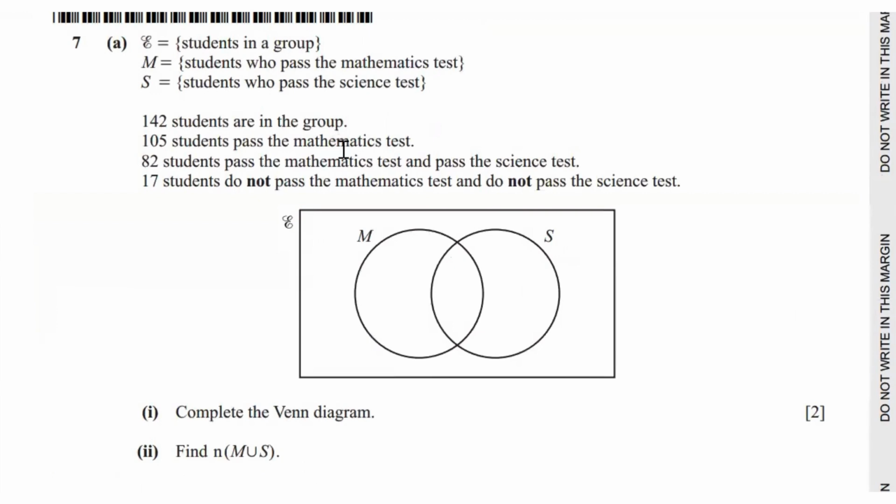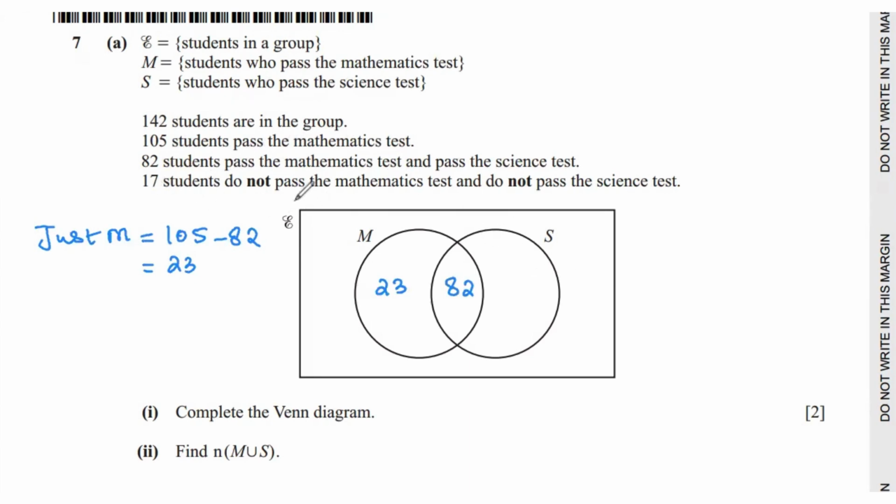Question 7 says, the universal set shows students in a group. M are the students who passed the mathematics test, and S are the students who passed the science test. 142 students are in the group. 105 passed the math test, and 82 passed the math test and the science test. So 82 will come in the middle because they passed both the tests. So if 105 are for the maths one, so just maths would be 105 minus 82, which gives us 23. So these are the students who just passed the maths test.